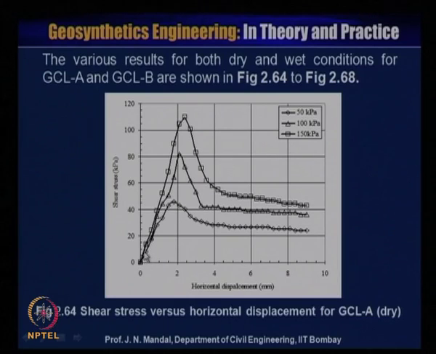The various results for both the dry and the wet condition for geosynthetic clay liner A and geosynthetic clay liner B have been obtained under the pressure of 50 kilopascal, 100 kilopascal and 150 kilopascal. You can see here how the shear stress is increases with the increase of the horizontal displacement, but when the horizontal displacement is about 2 millimeter, you have almost the maximum stress value, and then it gradually decreases, and later on it is almost constant.